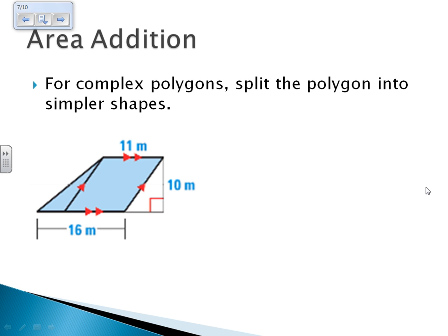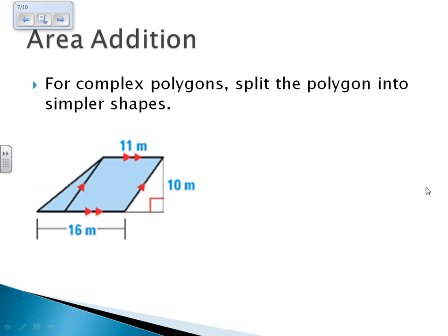Now, for complex shapes, we can split the polygon into simpler shapes, all right? So for complex shapes, I want to find the area of the shaded region only here. So see that little triangle off to the side? That is not part of my shape, to the right side. However, do you see the triangle to the left side? That is part of my shape. All right? This one's already been broken out for you.